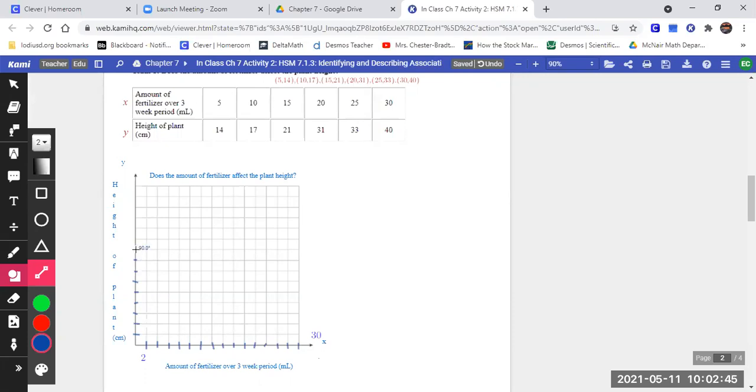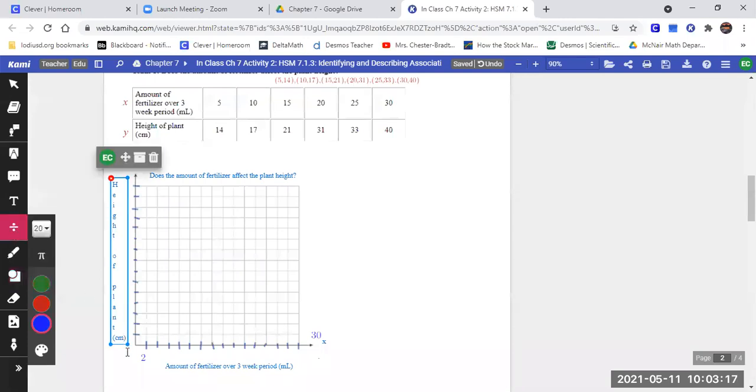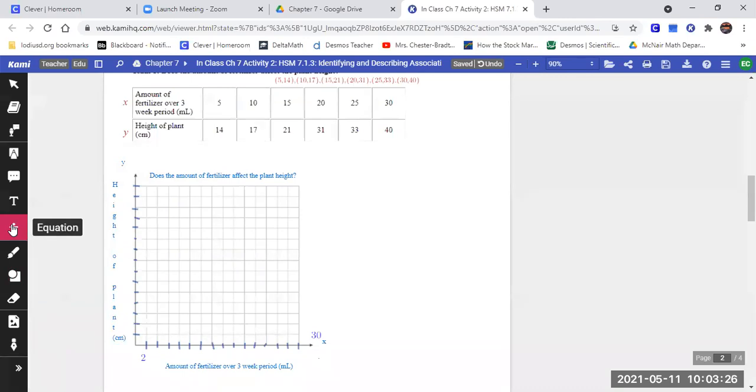If I divide 15 into 40, what do I get? Use your calculators, guys. Come on. What is 40 divided by 15?